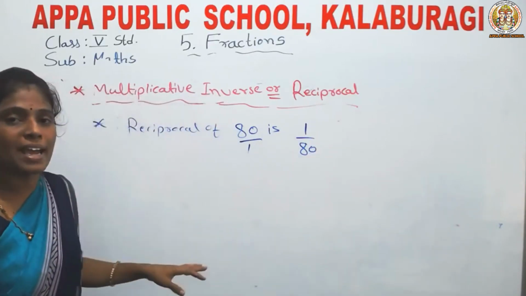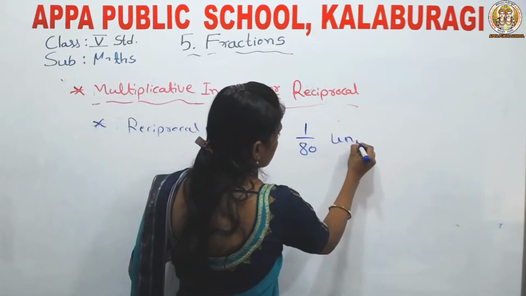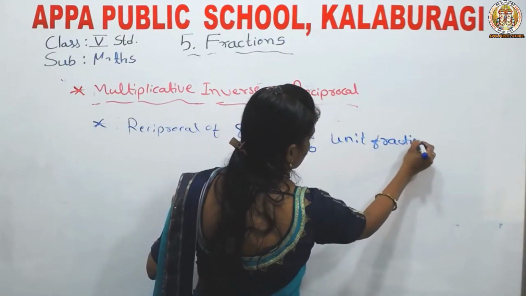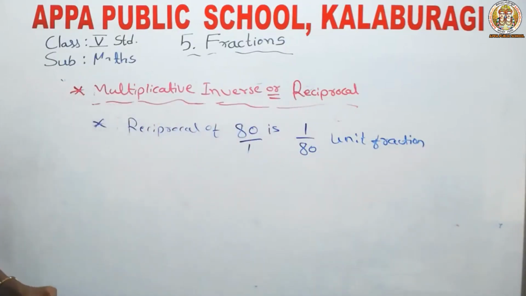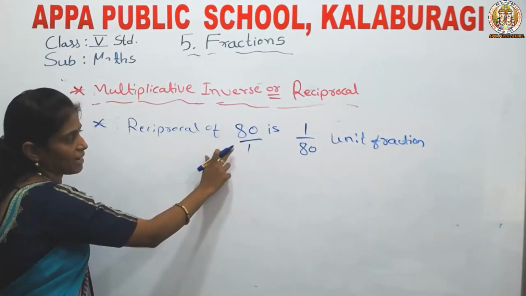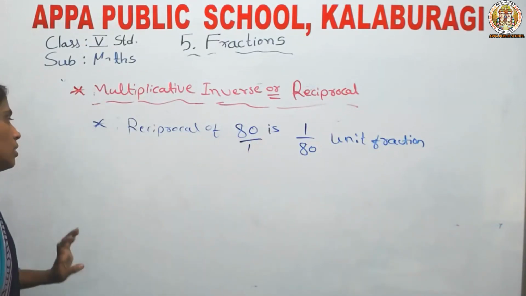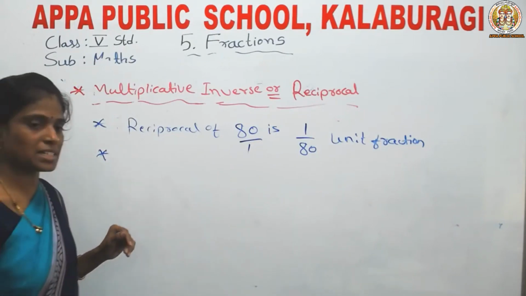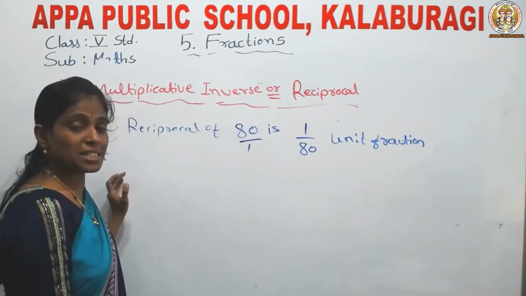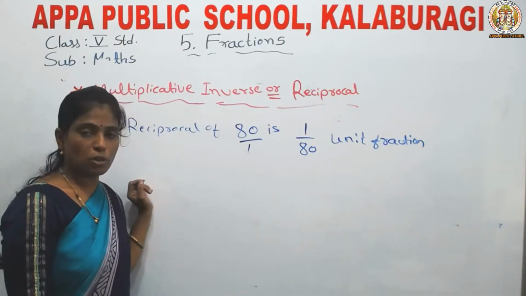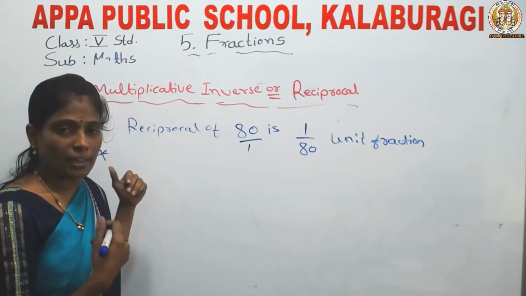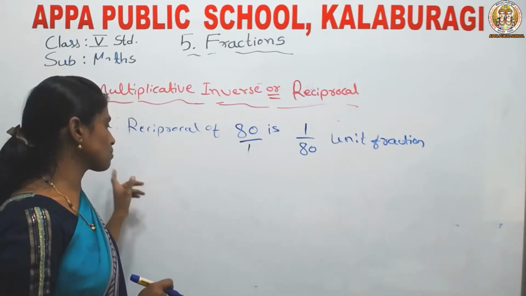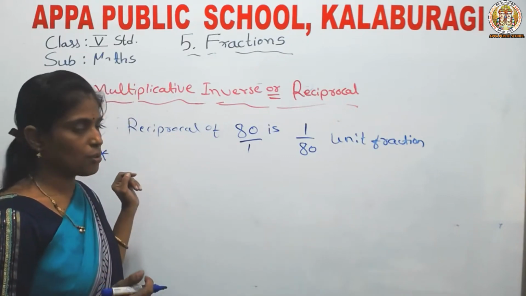That is, it will be a unit fraction. You already know what unit fractions mean. Okay. The reciprocal of 18 by 1 is 1 by 18. Next, the reciprocal of 1 is 1. The reciprocal of 0 cannot be found, because any number multiplied by 0 gives 0. That means the multiplicative inverse of 0 cannot be found.